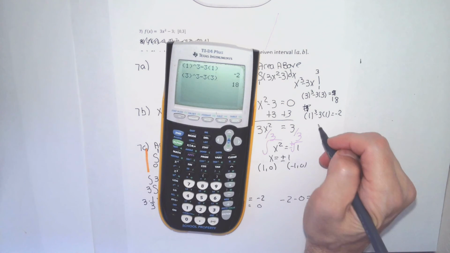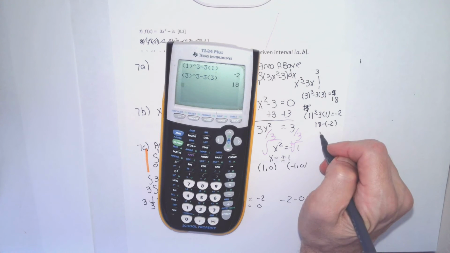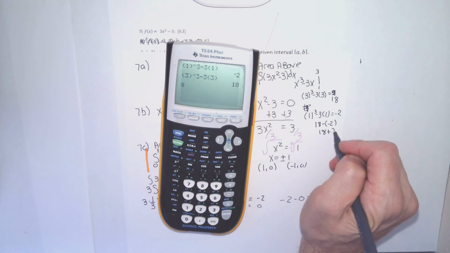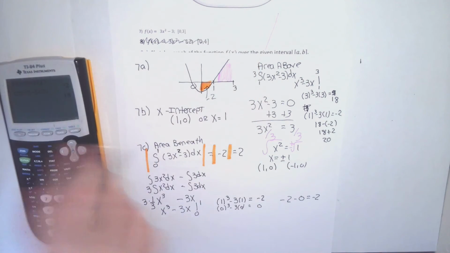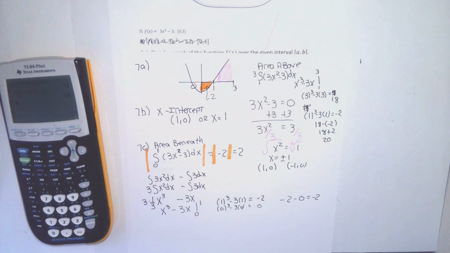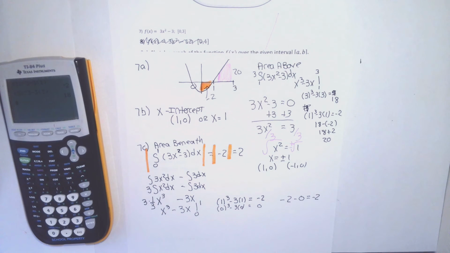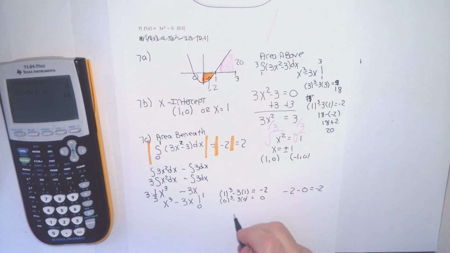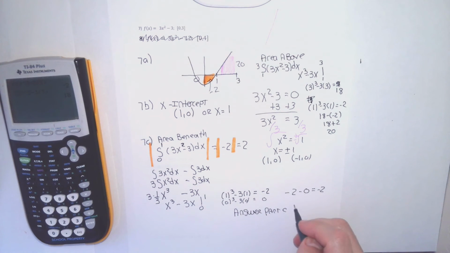So now I subtract those numbers. First number minus the second number. That's 18 minus negative 2. Double negative comes out to positive, so I get 20. So bottom region has an area of positive 2 if I make it positive. Top area has a region of positive 20 and it is positive. The answer to part C, the combined area, is the 2 from the bottom region plus the 20 from the top region, which is 22.